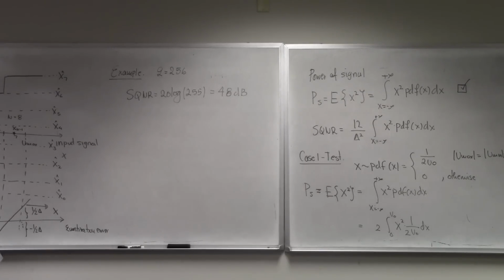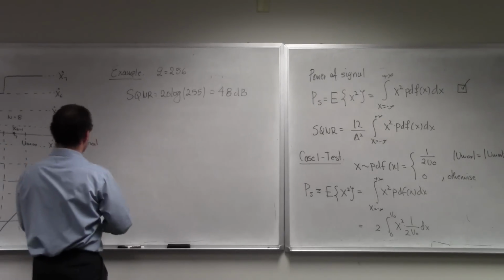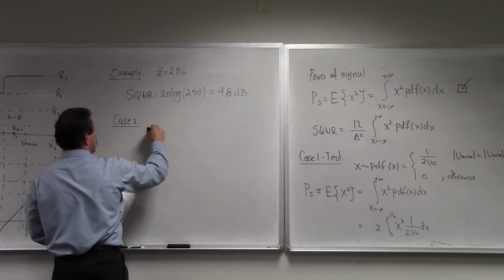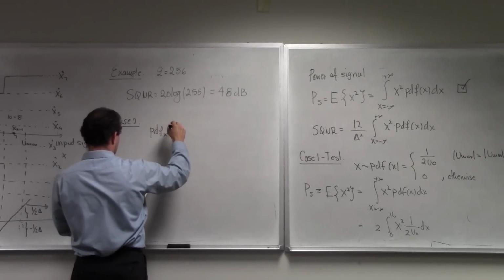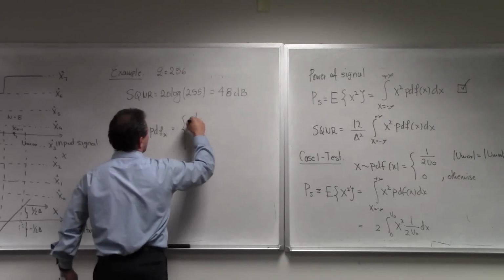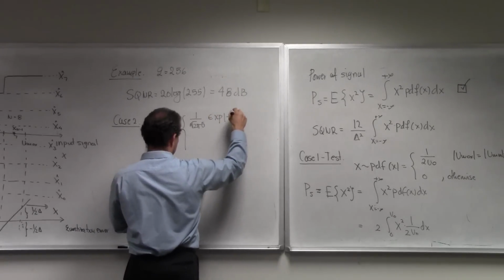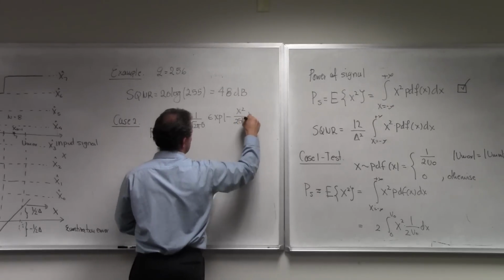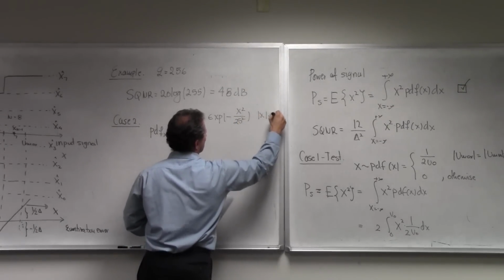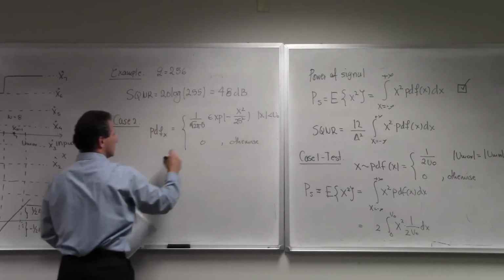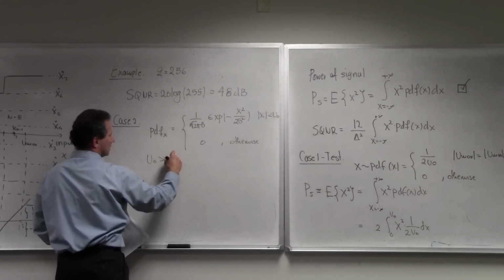So let's take a look at the next example here. Case 2. I'm going to now look at the difference. I'm going to say that the PDF of X is equal to 1 over square root of 2 pi sigma, e to the minus x squared over 2 sigma squared, for x smaller than u0, and 0 otherwise. And then for this to work, I'm going to say u0 is much greater than, let's say, 3 times sigma.